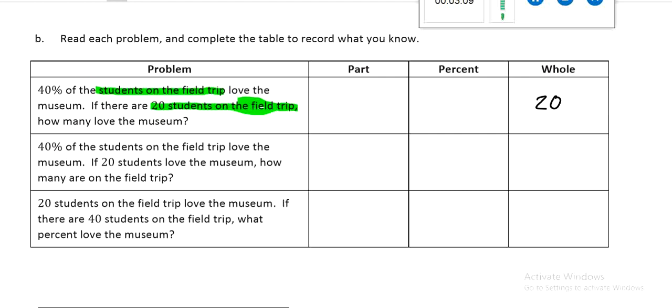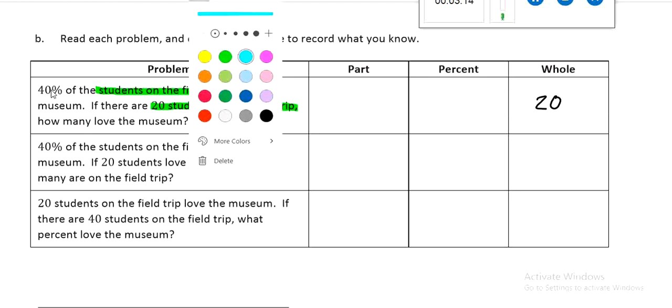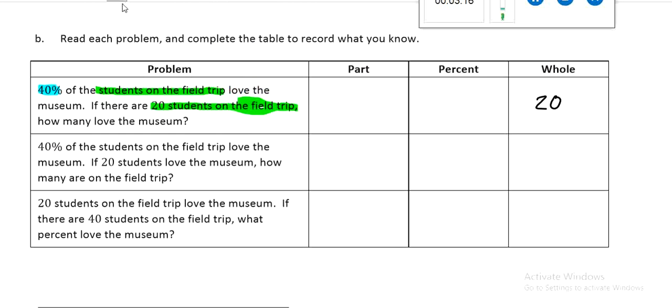They give us the percent symbol right there. That percent is given, so we'll say 40%. Now the part is a little trickier. They don't give us a number for the part, but they tell us what the part represents. They said 40% of the students on the field trip love the museum.